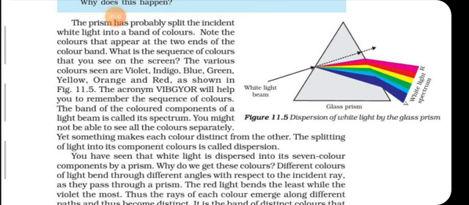We have also seen that the band of the colored components of a light beam is called its spectrum. And the splitting of white light into 7 component colors is known as dispersion. Repeat, the splitting of white light into 7 component colors is called its dispersion.